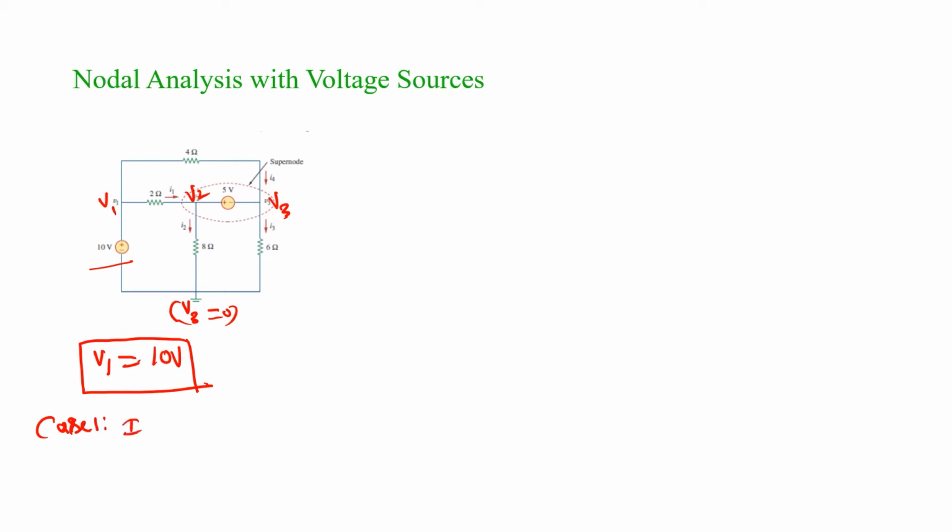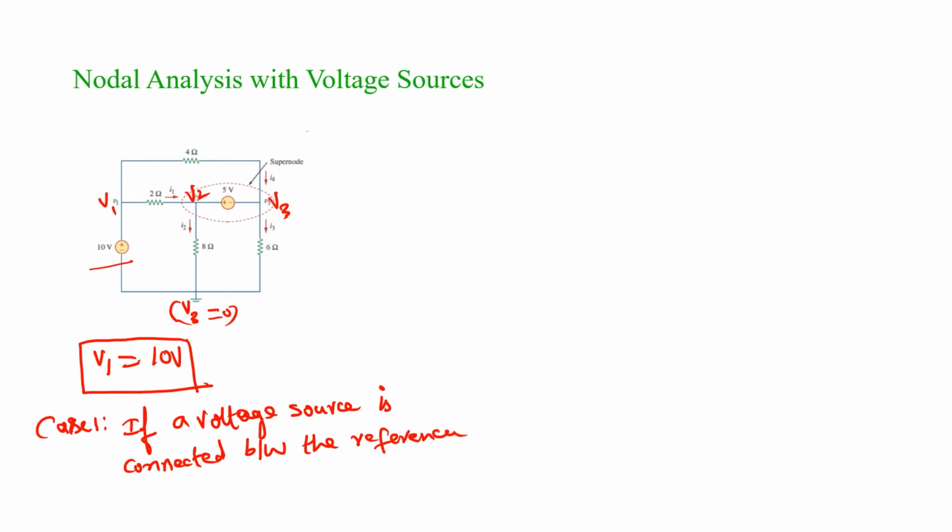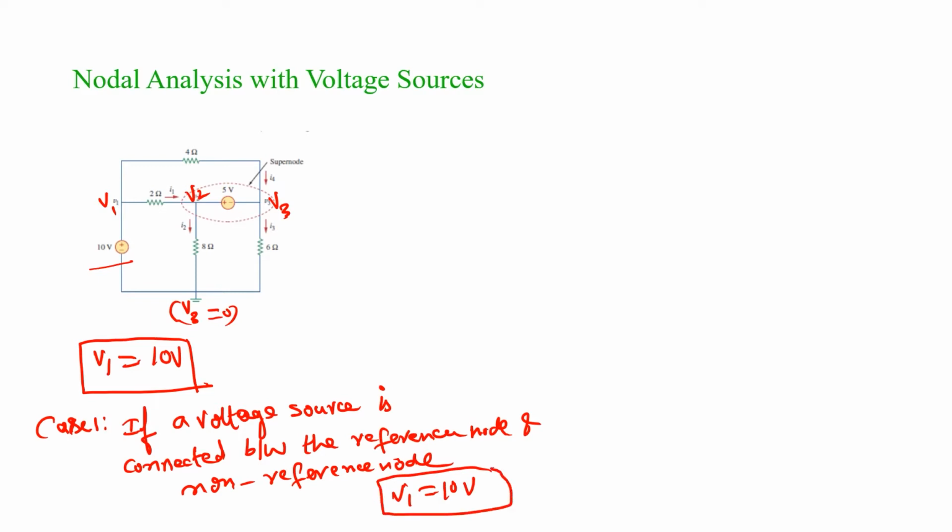Case 1: if a voltage source is connected between the reference node and a non-reference node, we simply set V1 equal to 10 volts. That you have to remember.